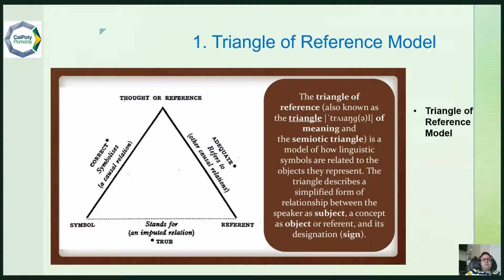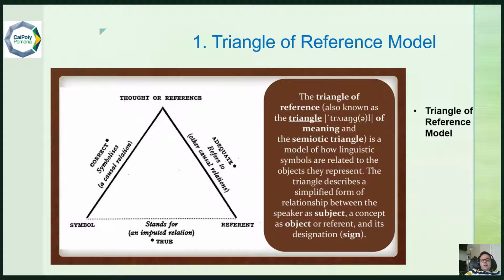One of the very important theories that helps us understand natural language processing is the triangle of reference model. The triangle of reference, or just the triangle of meaning, is a model of how linguistic symbols are related to the objects they represent. So for example, if you have one object that you have in mind and you want to represent it, you may have some ways to explain that object.